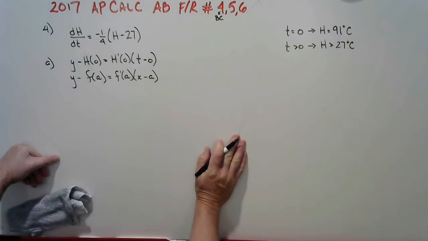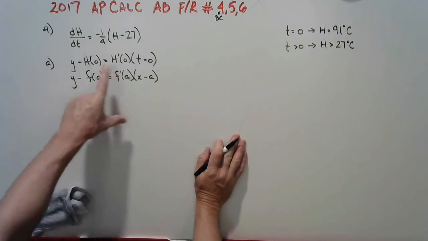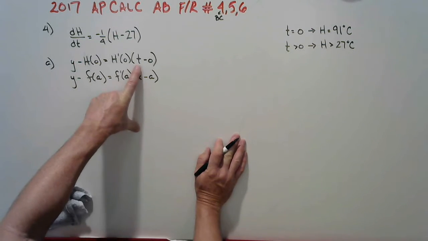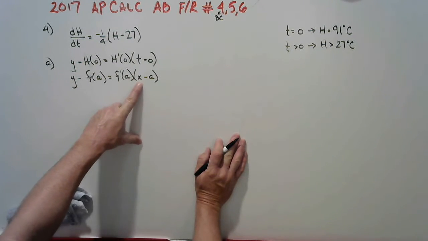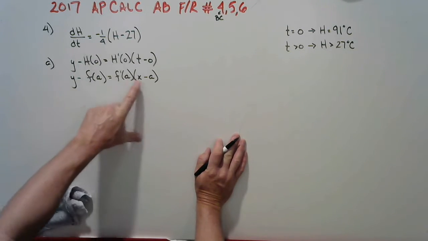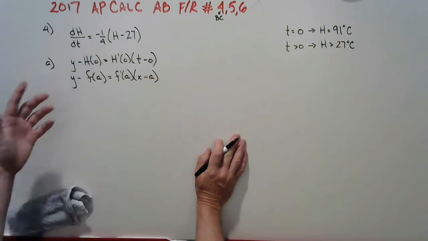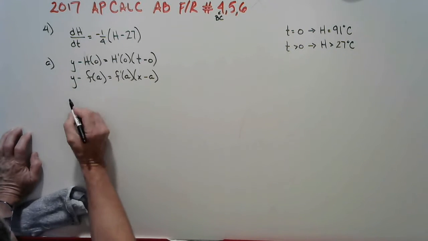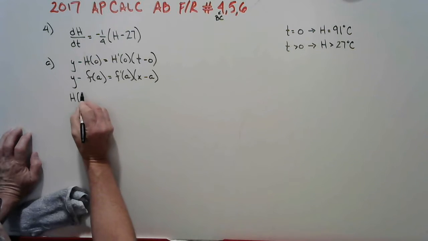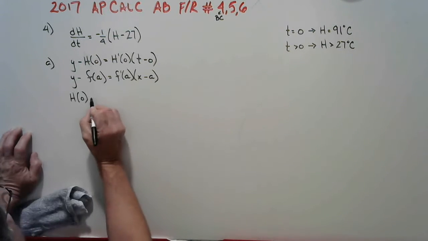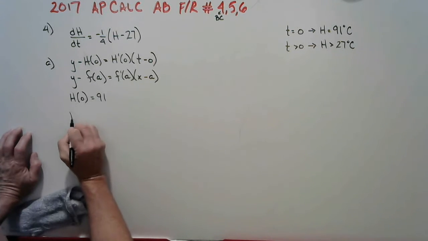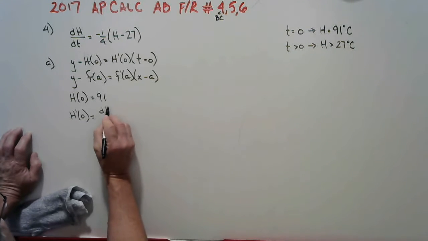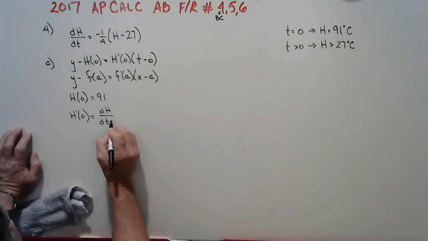And so what have we gotten here? Our function is now h. We can see that from here. And we're using t, of course, as our variable. T is our independent variable. And a for us is 0. They want us to evaluate this at 0. So what do we have to find? We have to find h of 0. Of course, we already know that. They told us h of 0 is 91. And we have to find h prime of 0. Now, we know how to do that. They gave us the derivative already.